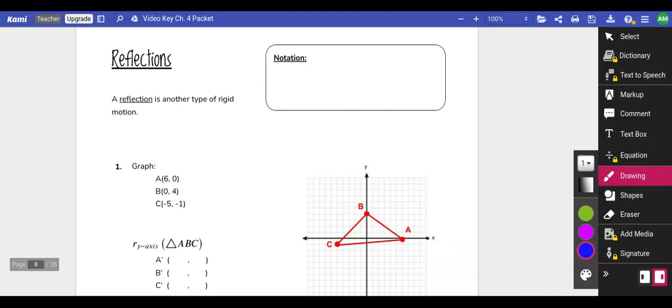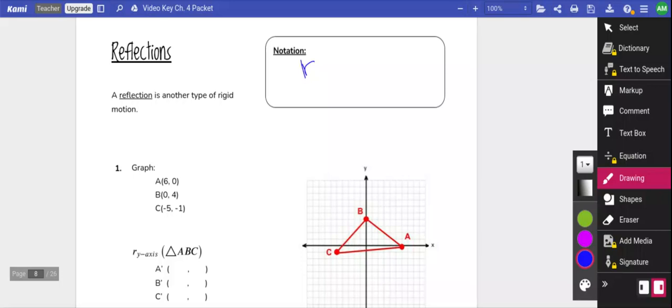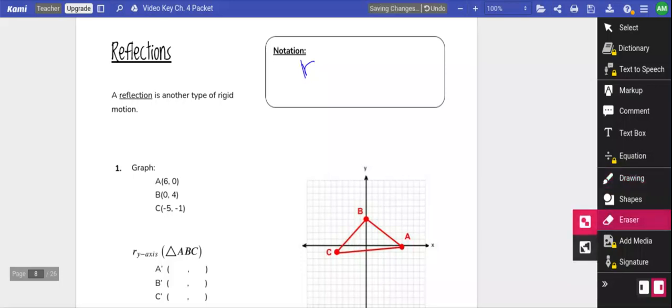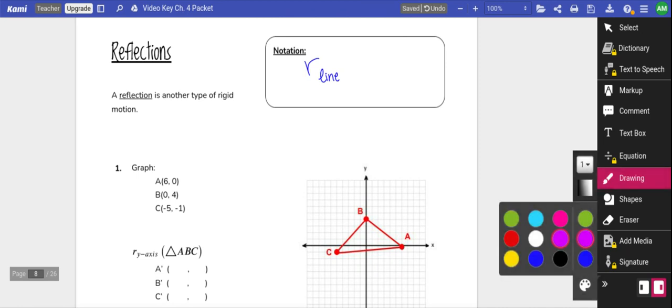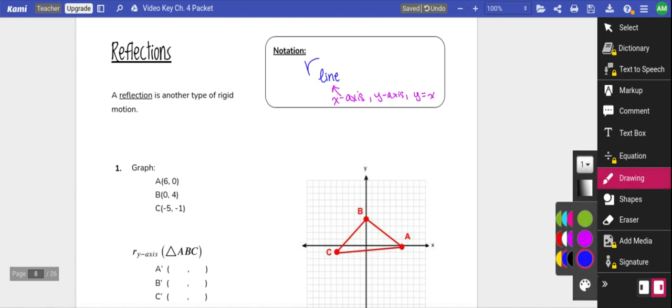Our lesson today is on reflections. A reflection is another type of rigid motion. The notation for reflection is a lowercase r with a subscript. Our subscript is a line. Sometimes that line is an axis, sometimes it's just a line on your figure. So it might say x-axis, it could say y-axis, it could say y equals x. Any of those lines could be in our subscript.